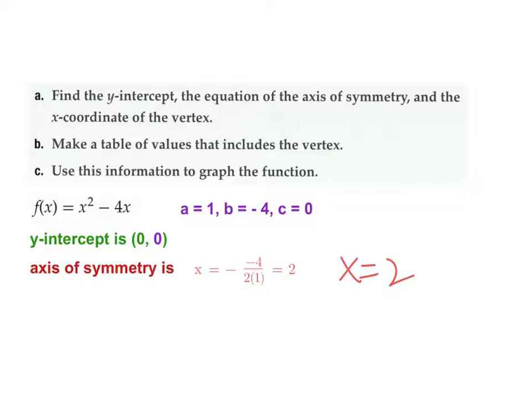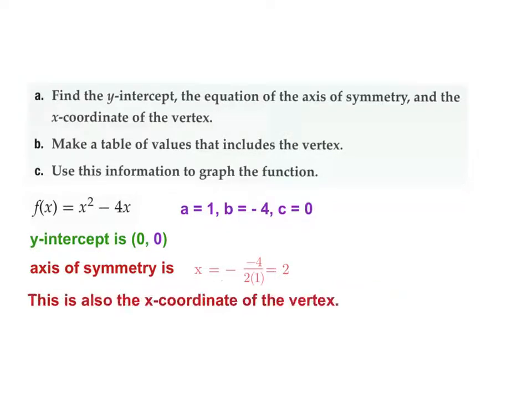Wait, I have a question. Once we know the equation for the axis of symmetry, we also know the x-coordinate of the vertex. So the x-coordinate of the vertex for this problem is 2. So what I really have right now for the vertex is 2 comma something. I don't know what it is yet, and we're going to have to figure that out. But that 2 comes from the line of symmetry. So that formula, x equals negative b over 2a, is going to be very important for us.